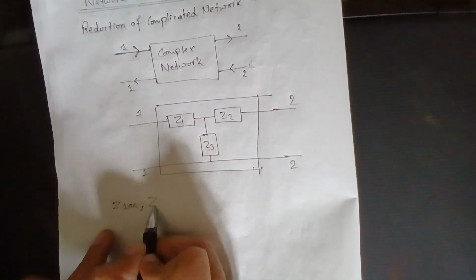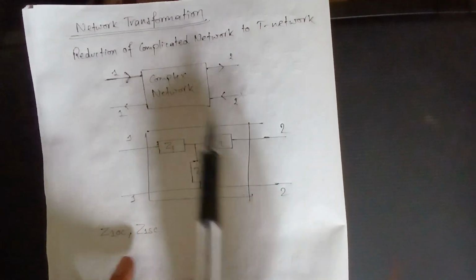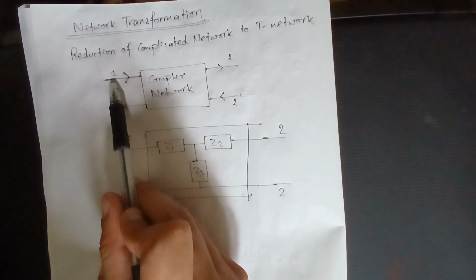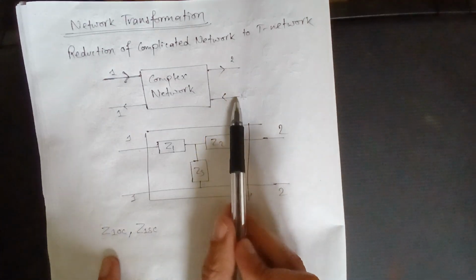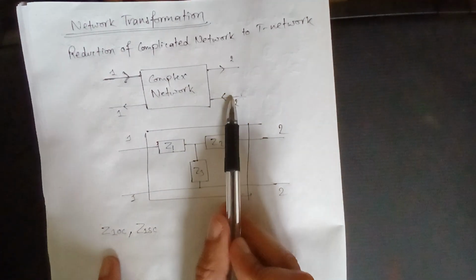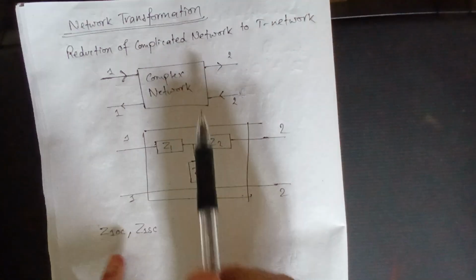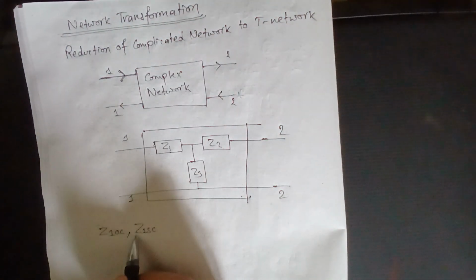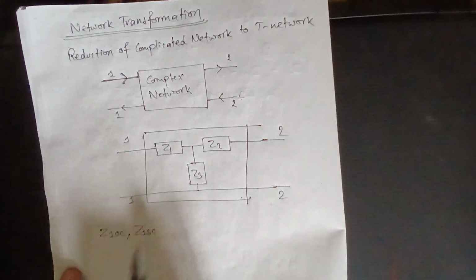The next term is Z1SC. It's when 2 is short circuited. What happens here is the current passes through 1, through the complex network to 2, and through the short circuit back through the complex network to 1. The equivalent impedance in this case is denoted by Z1SC.